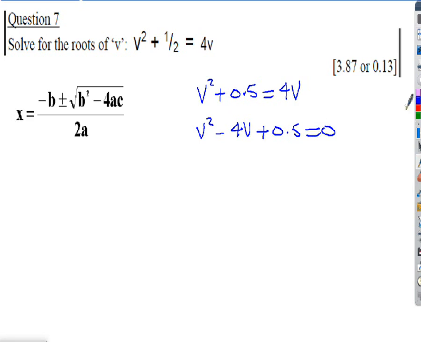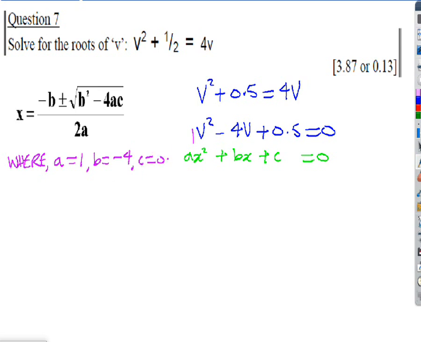We've now got the form of ax squared plus bx plus c is equal to 0. So in this case the a is equal to 1. We've got the 1v here. b is equal to negative 4 and c is equal to 0.5. So now it's just a question of putting those numbers into the equation, but this time of course we're actually solving for v.